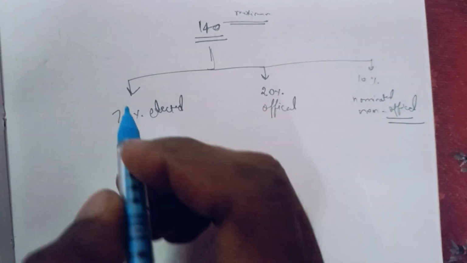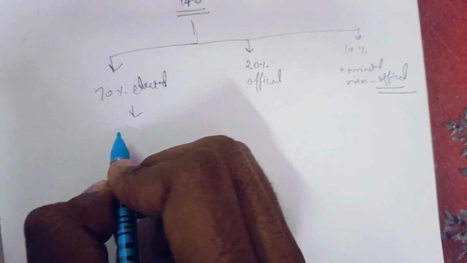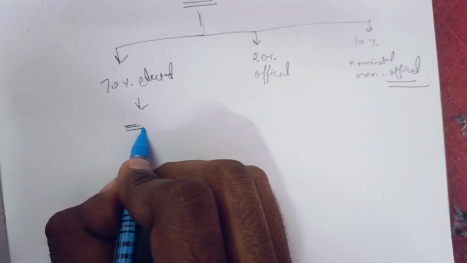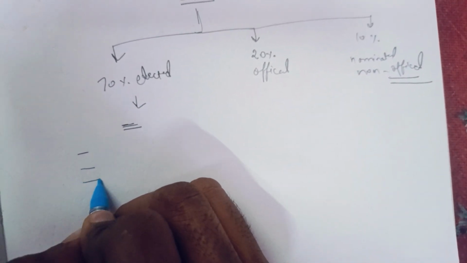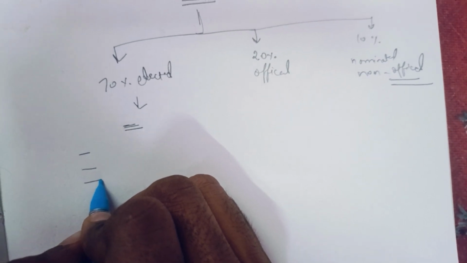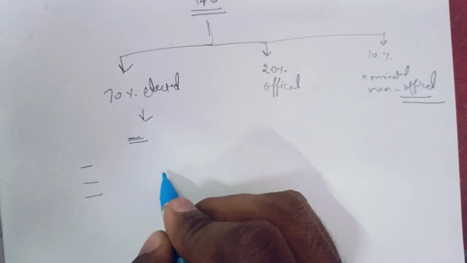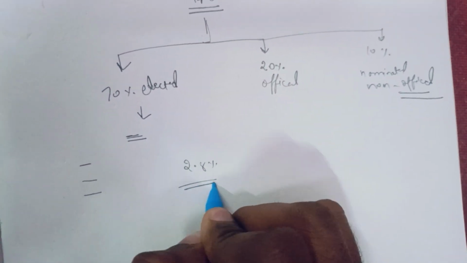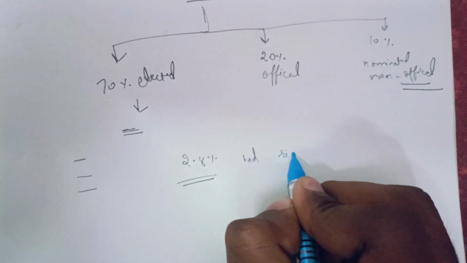The members were to be elected directly by the constituencies, and the main purpose of it was to represent communities and special interests such as universities, landlords, chambers of commerce, etc. And the qualification for the vote was very high. You can imagine, only 2.8% of the Indian population had the right to vote.